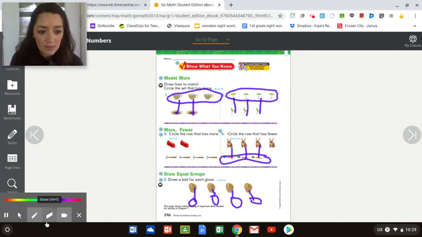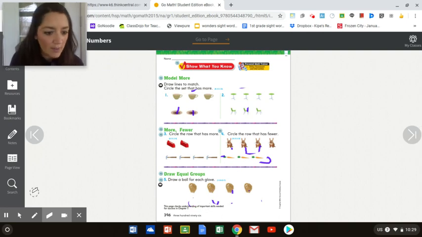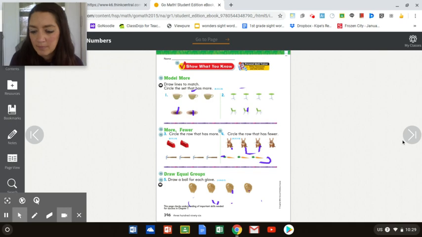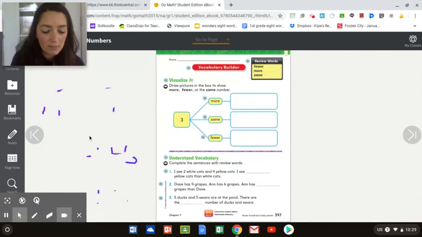So I don't know if I have to erase all this. I'm new at this. So let's just erase this and then we'll go to the next. Maybe it goes away if we click the next page. Nope, it's still there. Whoop. Oh my word. Okay, we'll just leave that there.